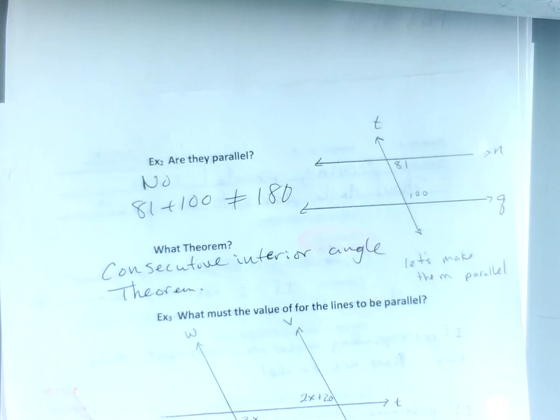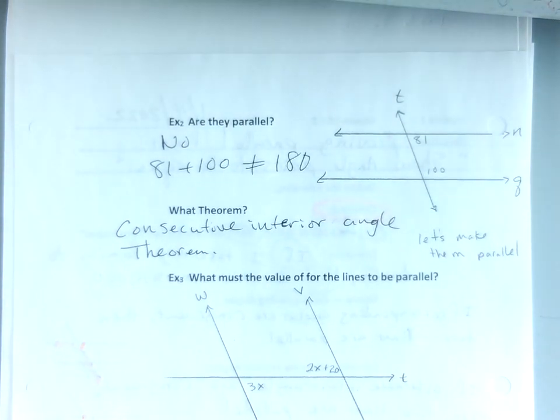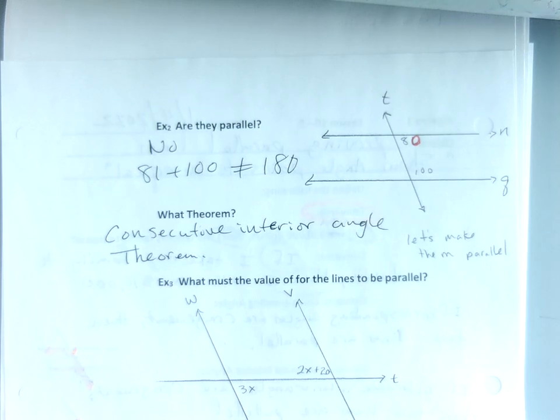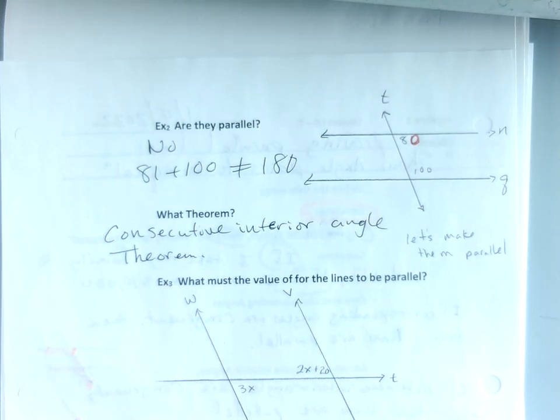Okay, theorem is just a fancy word for rule in math. So let's make them equal. What do you want to do to make them equal? How about we change this one to 80? Would that work? If I change that angle to 80, they'd be parallel, wouldn't they? Right? They'd be parallel.